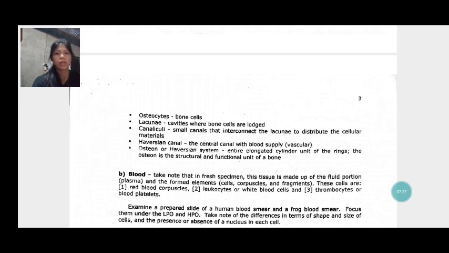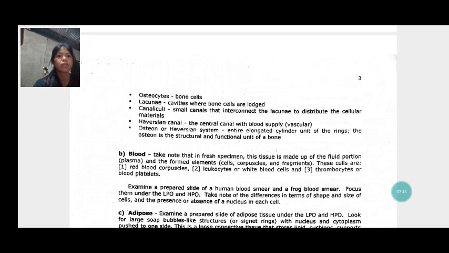Osteocytes or bone cells. Lacunae or cavities where bone cells are lodged. Canaliculi or small canals that interconnect the lacunae to distribute the cellular materials. Haversian canal or the central canal with blood supply or vascular. Osteon or Haversian system or entire elongated cylinder unit of the rings. The osteon is the structural and functional unit of a bone.